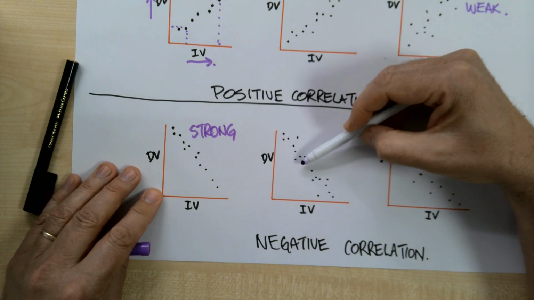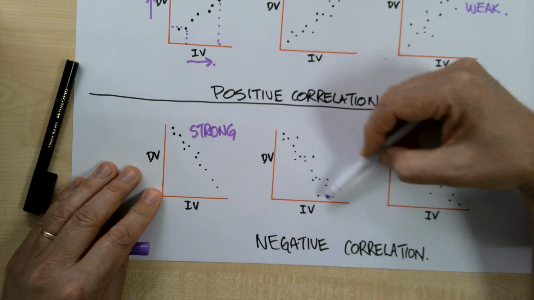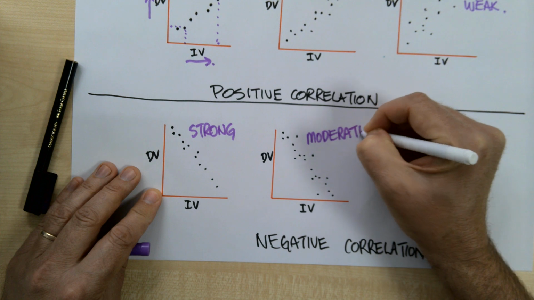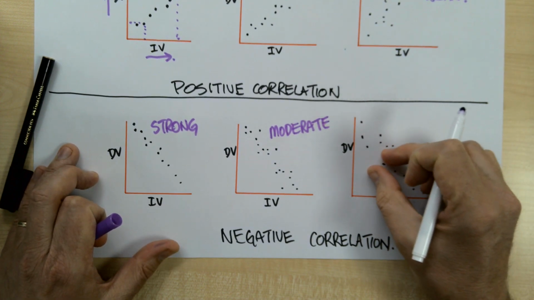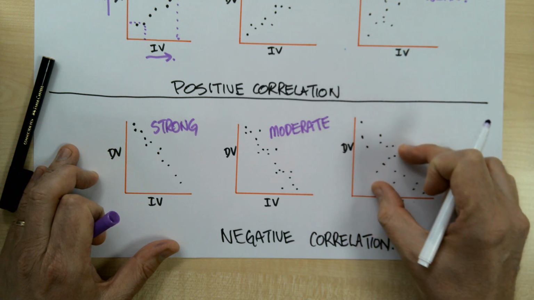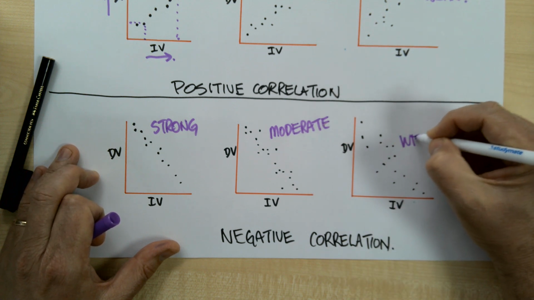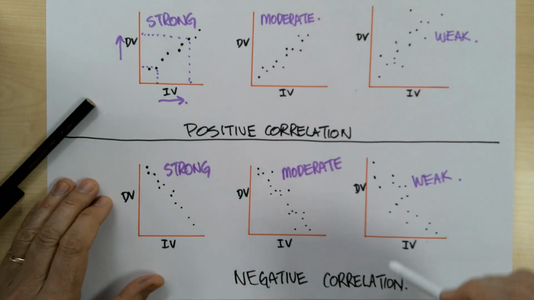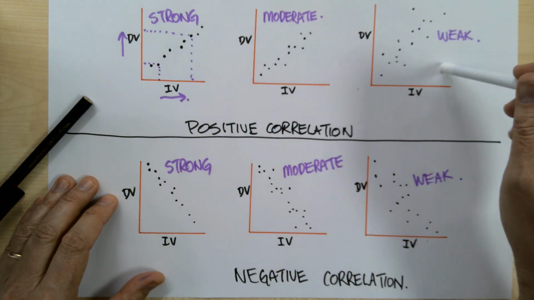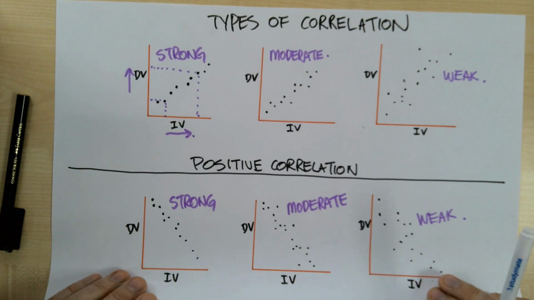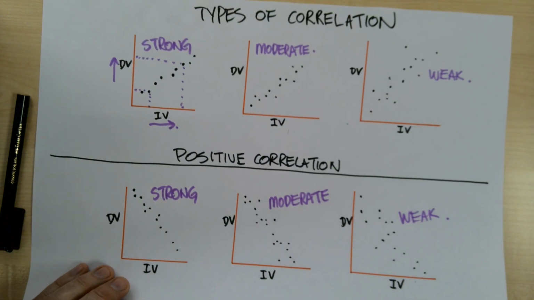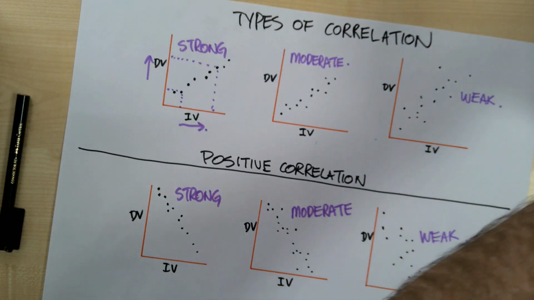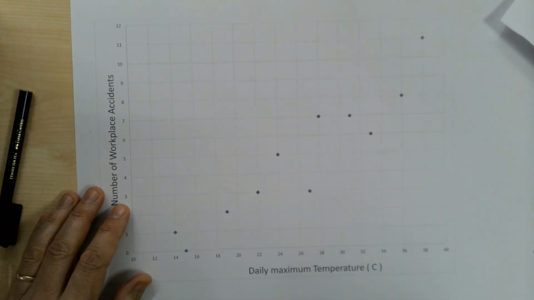Same concept here, it's still going downhill. You can see there is a definite trend, but it's a bit more spread out than that one, so we'll call that moderate. This one here is even more spread out, but you can still see there is a basic flow downhill like this, so we're going to call that weak. In the test, you will need to say whether it's positive or negative, and whether it's strong, moderate, or weak. All right, let's move on. So what happens when you have a proper one that is not drawn by hand with texters, but you've actually used Excel.